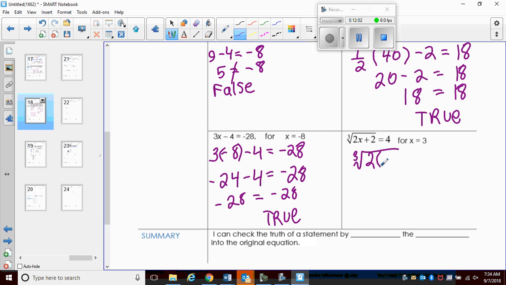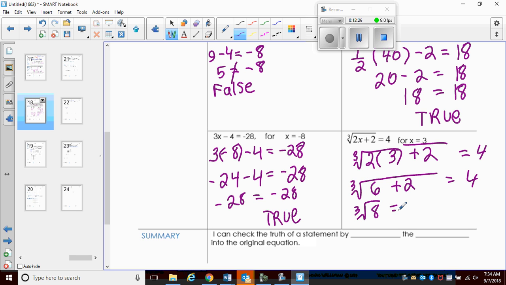Put a 2 times x. My x here is 3, so I replace the x with 3: the cube root of 2 times 3, 6, plus 2 inside, equals 4. And I end up with the cube root of 8 equals 4.